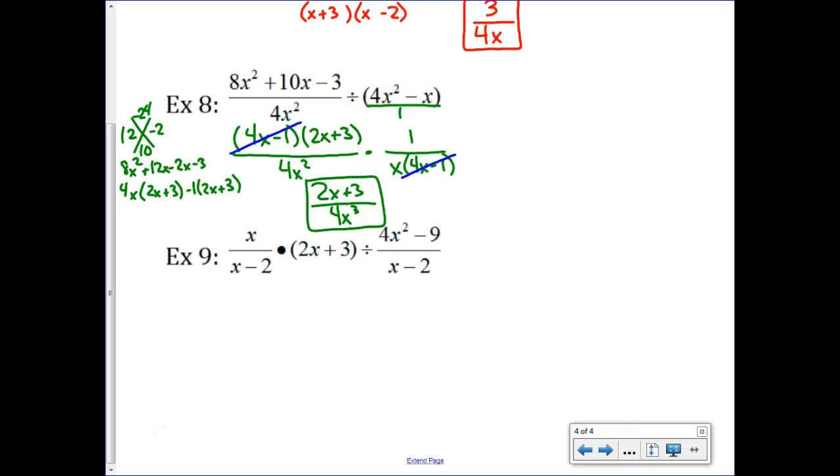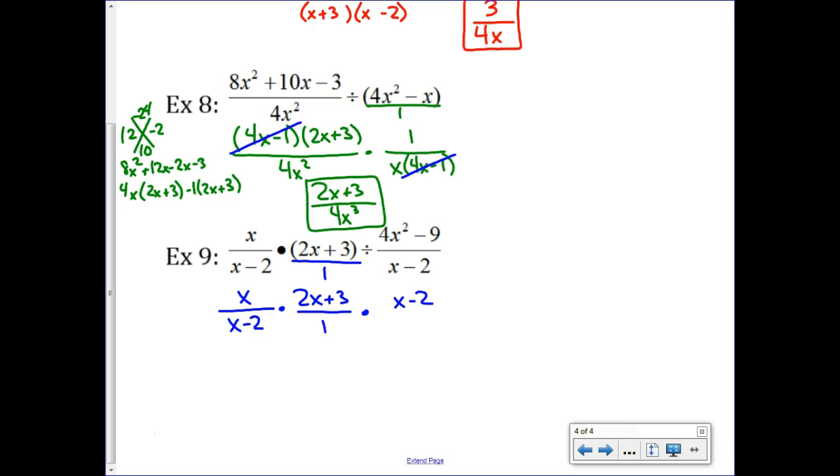Okay, for this last one, we have 3 pieces here. So I'm going to put this over 1. Notice we have to flip that last one over. So I have x over x minus 2. And then I'm going to keep 2x plus 3 over 1. Nothing I can simplify on these, so I'm just leaving them as they are. But then I'm going to flip this over.